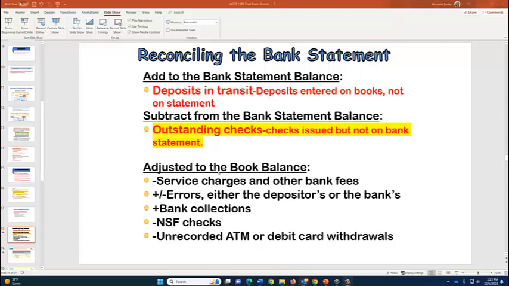Then all other adjustments are to the book balance. For example, we're going to deduct service charges and other bank fees. We're either going to add or subtract errors, whichever way they happen to go. We're going to add any bank collections and deduct NSF checks and deduct unrecorded ATM or debit card withdrawals.